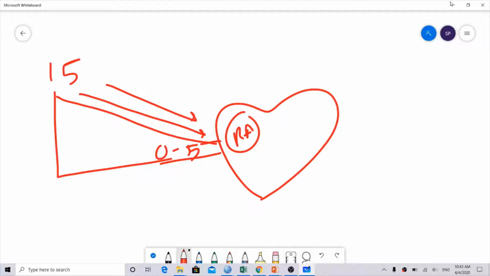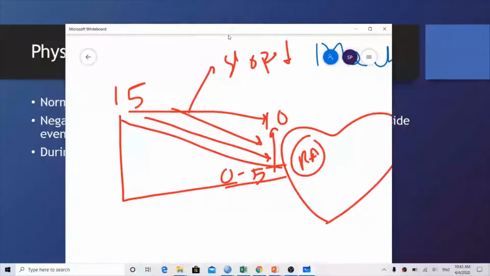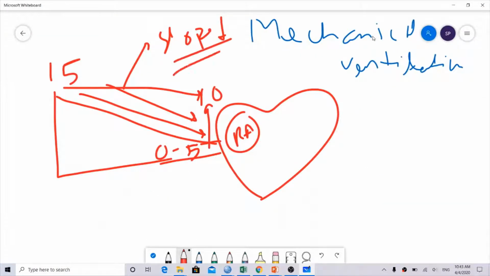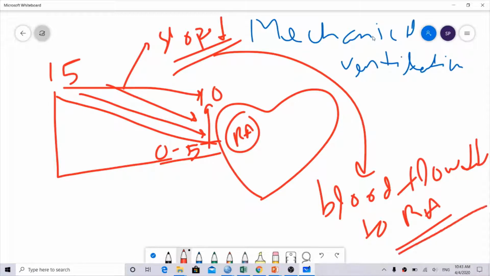Now let's see what happens if we increase the pressure, so you understand. In a positive pressure ventilation, let's consider a condition of mechanical ventilation. What happens in mechanical ventilation? This pressure now is not negative, it's a positive pressure. Due to this positive pressure, this also increases. So let's say this increased to 10. And now you see the slope. This slope has decreased, and when this slope decreases, the blood flow actually decreases. So the blood flow to the right atrium decreases.